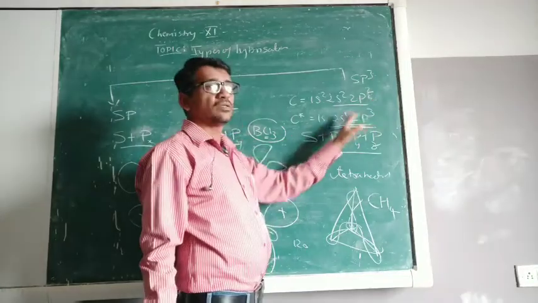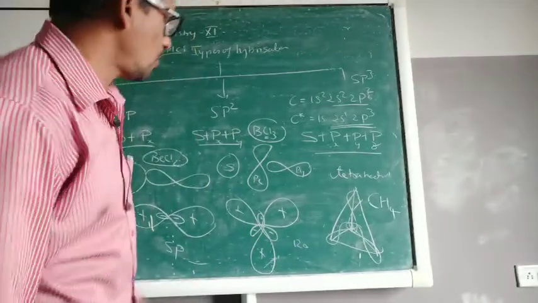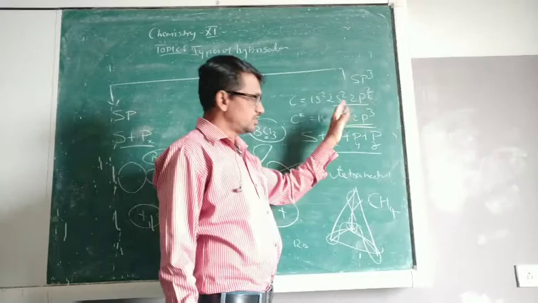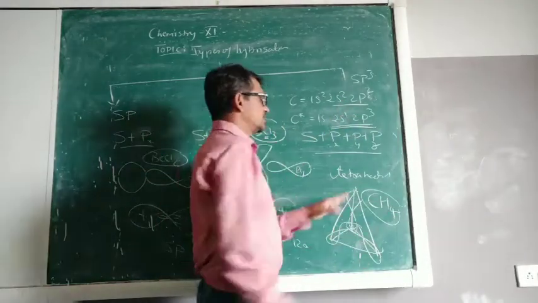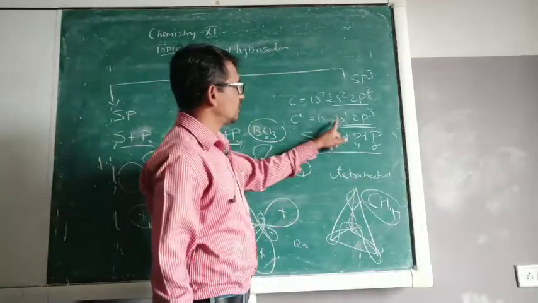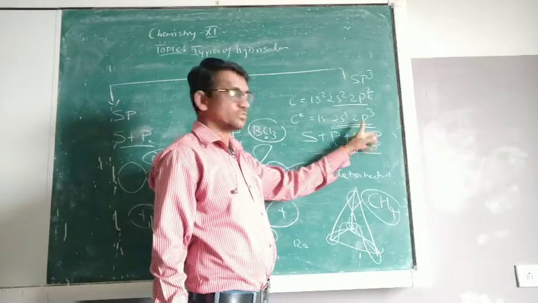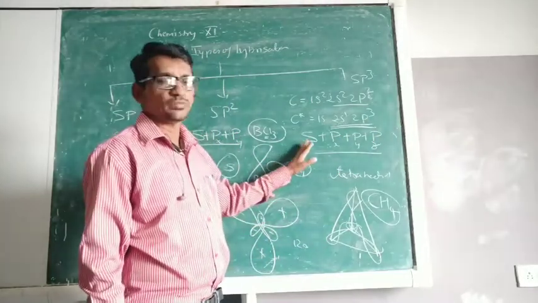So in total 4 unpaired electrons are formed, all unpaired and having equal energy, and these will mix with hydrogen and form CH4 geometry. That geometry will be tetrahedral, and the orbitals involved are 1 s orbital and 3 p orbitals. That's why this hybridization is known as sp3.